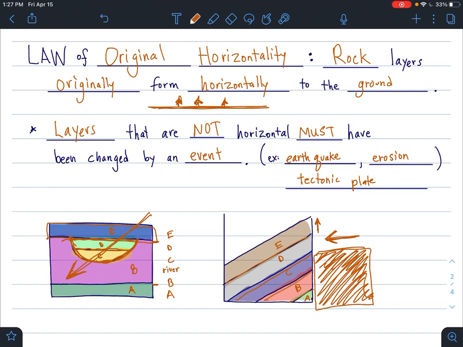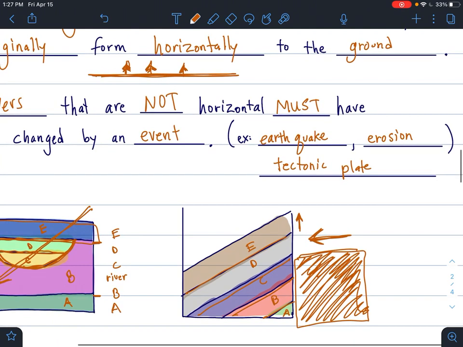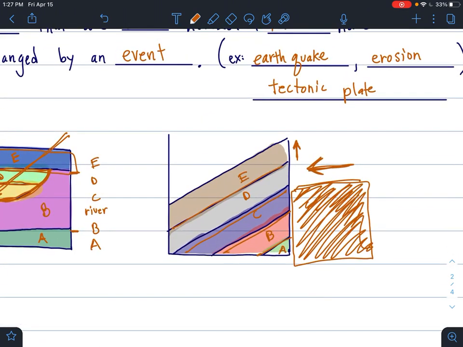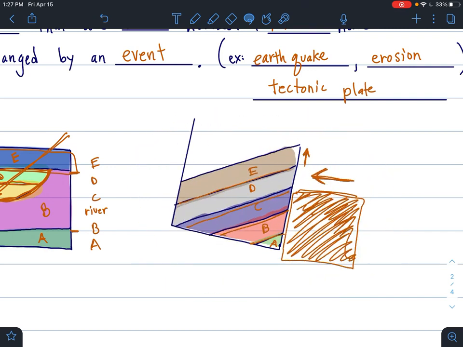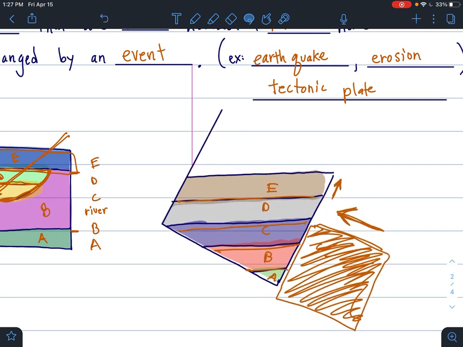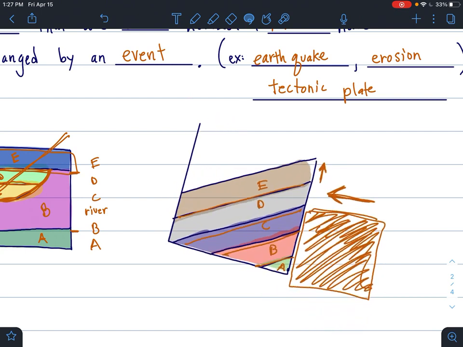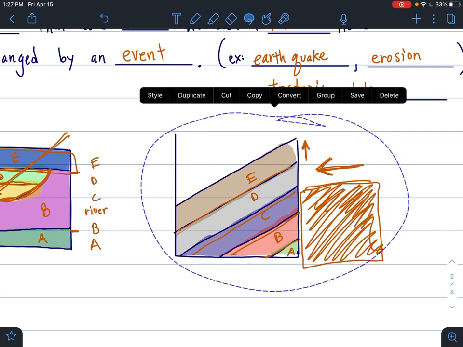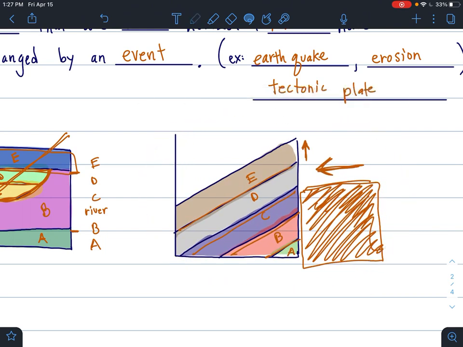But originally, these layers would have been laid down in a horizontal fashion. So I can use my tool here to show that originally these layers would have actually been something like that. But then when that tectonic plate motion happened, it forced them upward and caused them to be in the angle that we see them now.